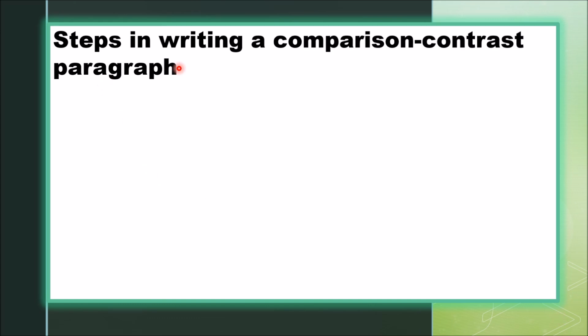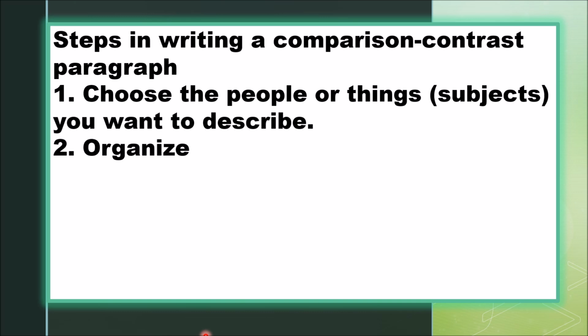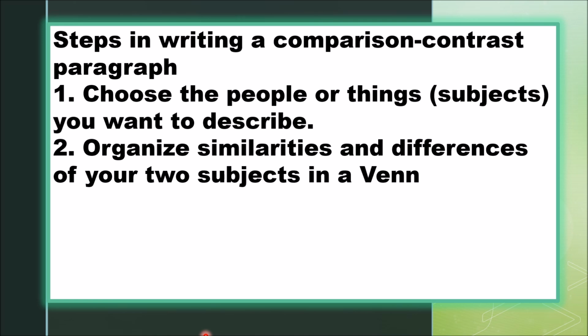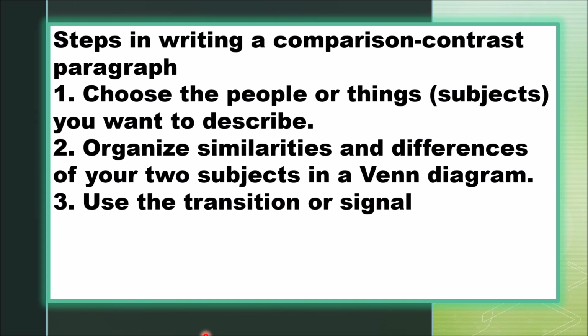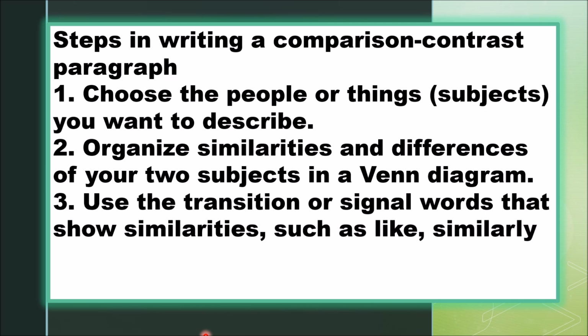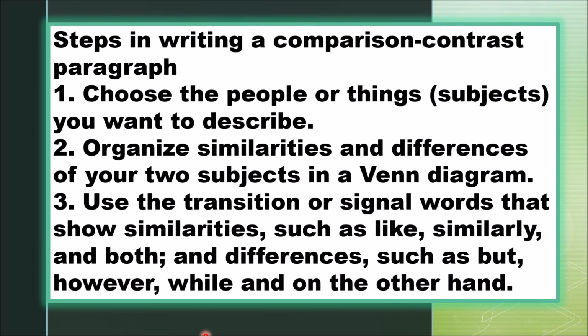These are the steps in writing a comparison and contrast. The first one is you should choose the people or things, subjects you want to describe. Second, organize similarities and differences of your two subjects in a Venn diagram. Then third, use the transition or signal words that show similarities such as like, similarly, and both, and differences such as but, however, while, and on the other hand, or whereas.